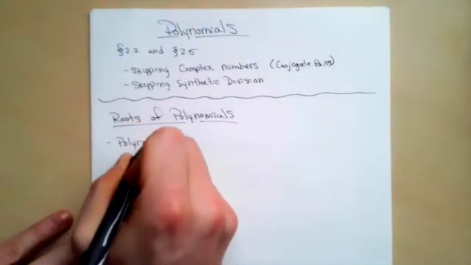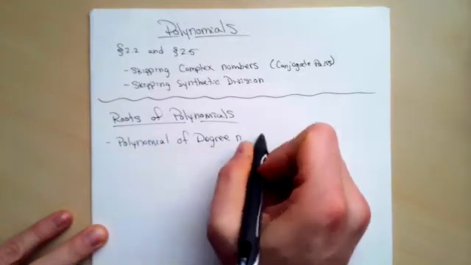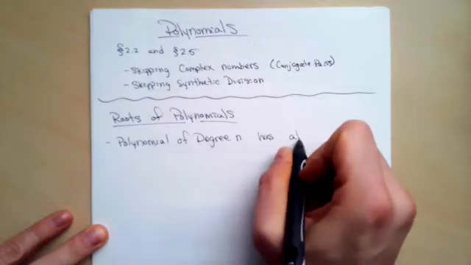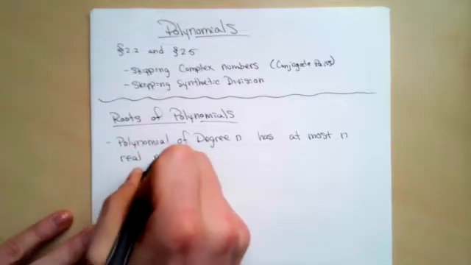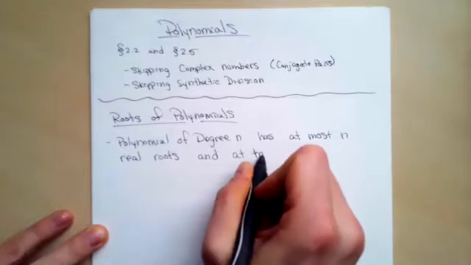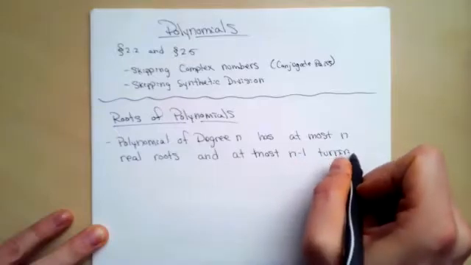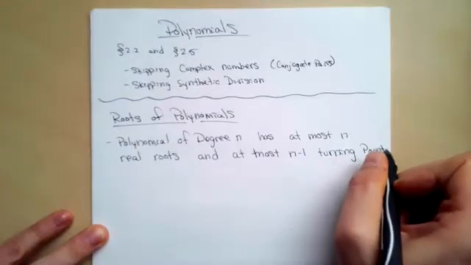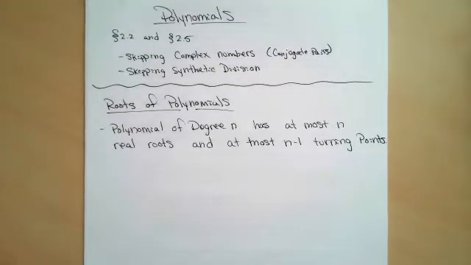A polynomial of degree n has at most n real roots and at most n minus 1 turning points. And I'll mention what turning points are as we graph it. It's the easiest thing to just look at the graph. It is exactly like it sounds. It's where the graph turns.